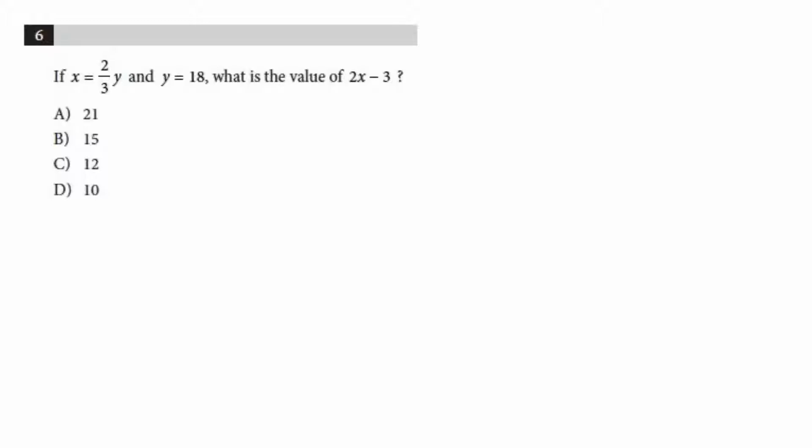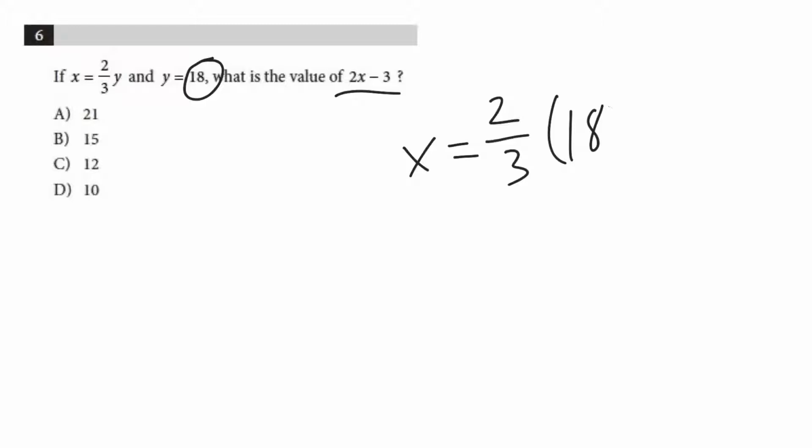Number 6. If x equals 2/3 y and y equals 18, what is the value of 2x minus 3? Very common type of problem. We need to solve for our x variable to then substitute it into the second equation. So we're going to use x equals 2/3 y. We know y equals 18. So it's 2/3 of 18.